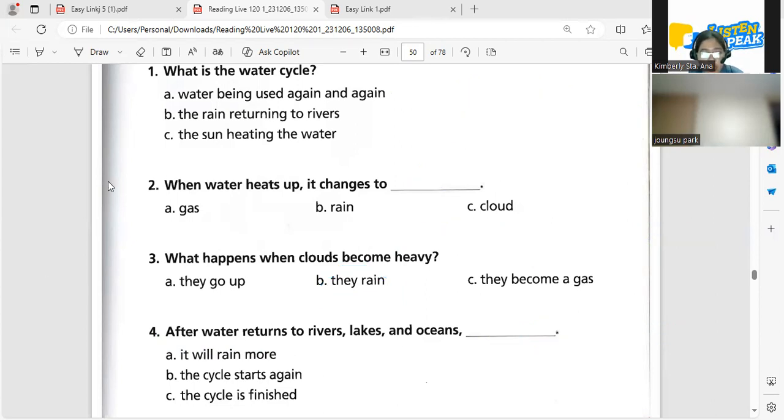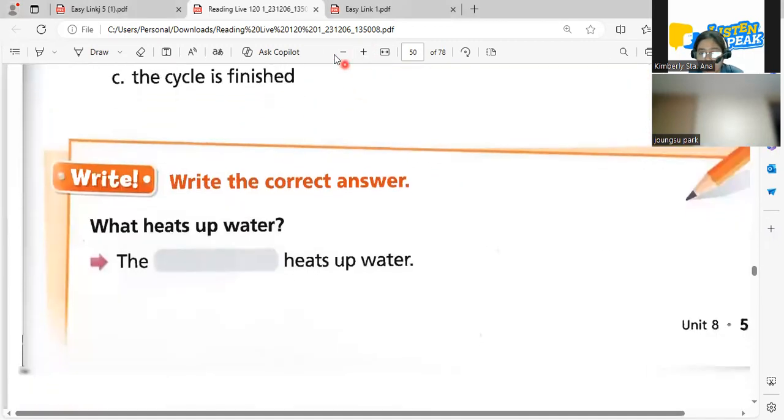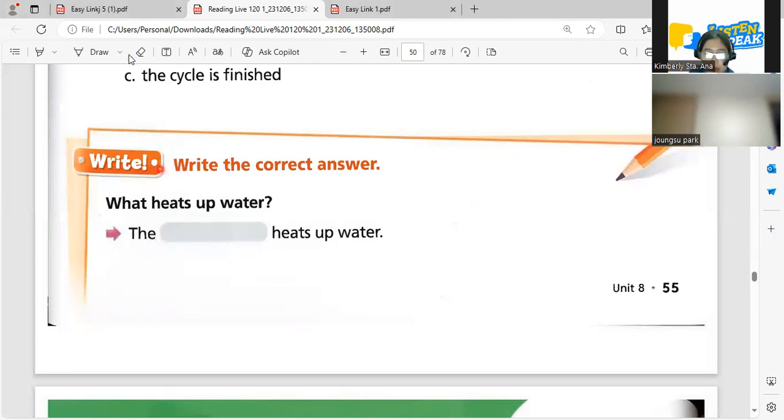Now let's go here. Let's see, what do we have here? Can you please help Teacher Anna? So what heats up the water? The cloud or the sun? Heat means hot. What heats up the water? Is it the cloud or the sun?